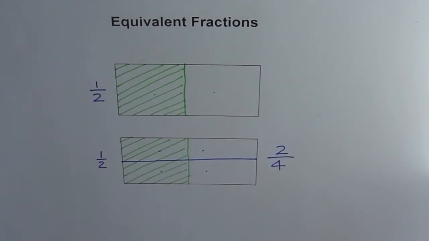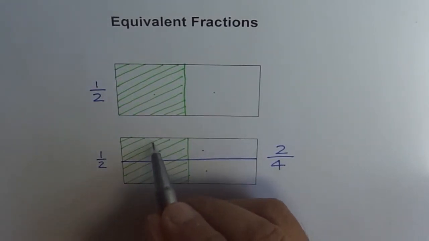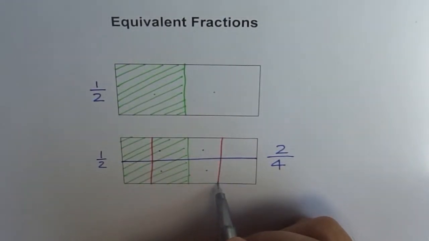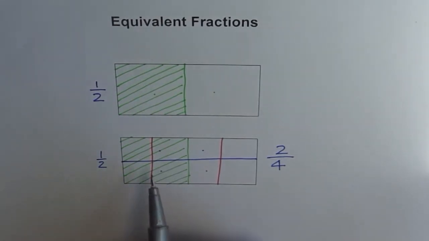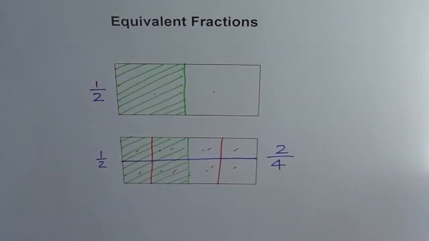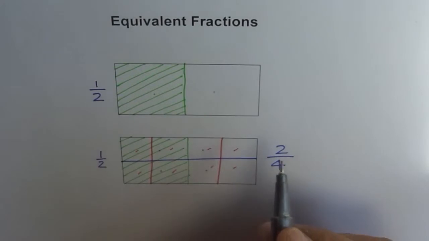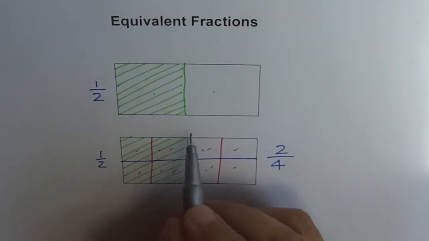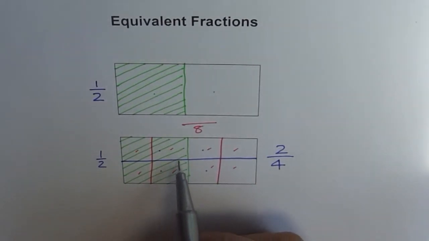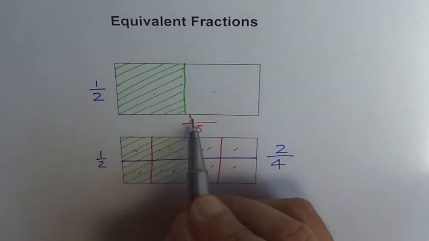Let's divide it further. And this time, I will draw vertical lines dividing it like this. Oh wow. How many parts do I have now? I have 1, 2, 3, 4, 5, 6, 7, 8. So now I have 8 parts. So I'll write 8 parts here. Okay. Out of 8, how many are shaded? 1, 2, 3, 4. 4 are shaded.